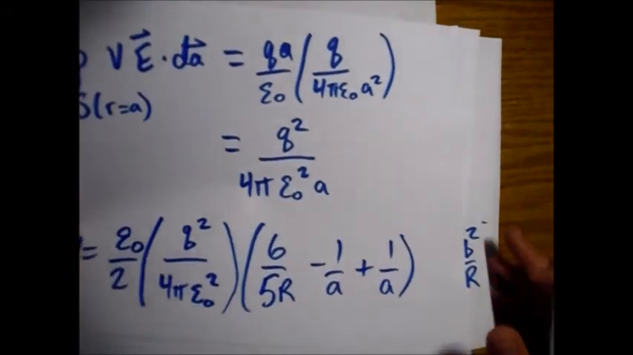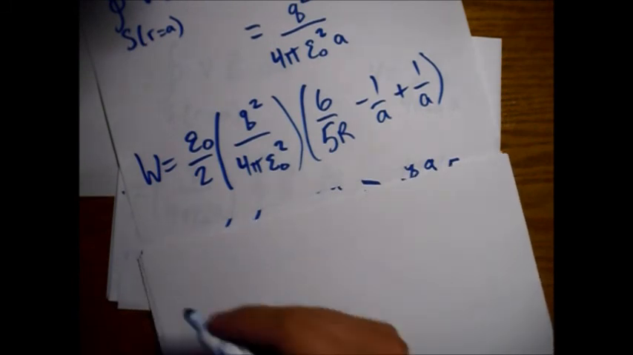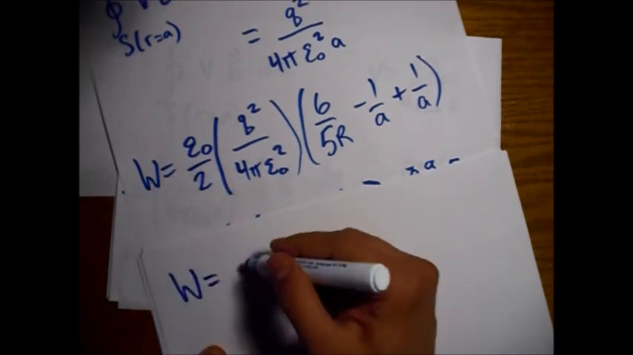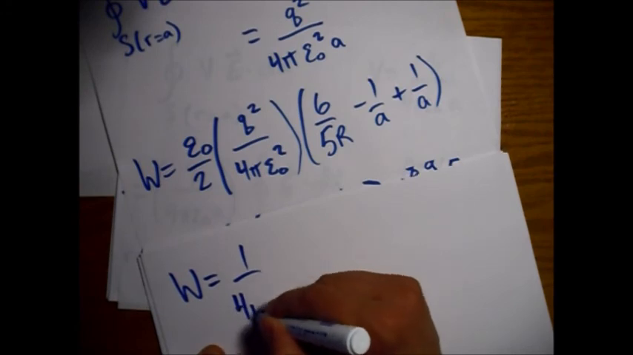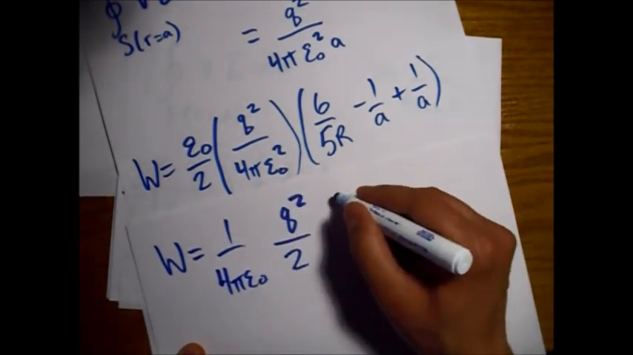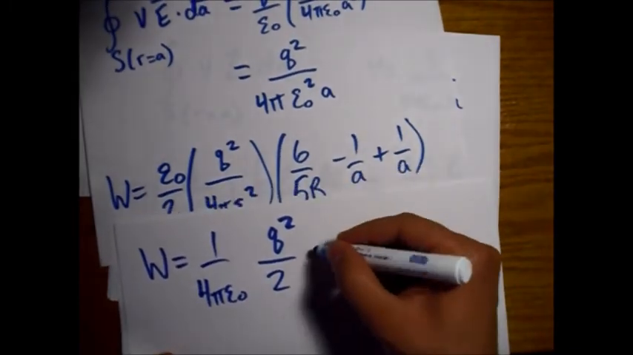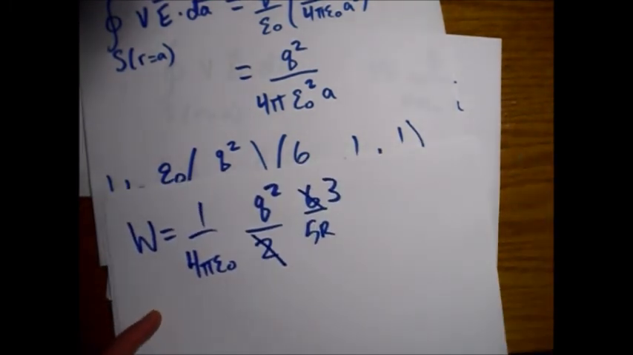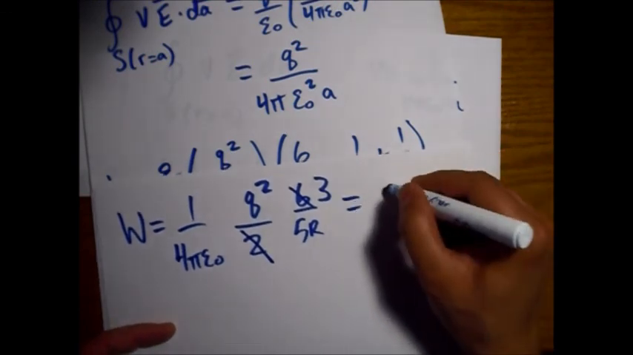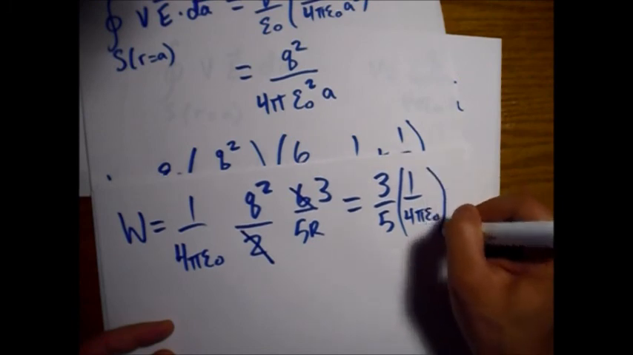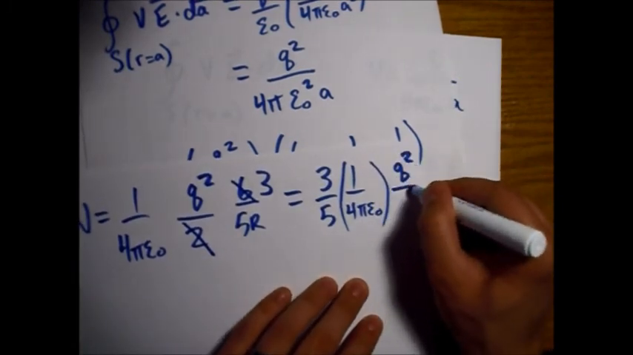All right, well, this is looking good because what we've got now, if we use one more sheet of paper, I'll go ahead and divide out one of these epsilon naughts. So we have, well, let's go 1 over 4 pi epsilon naught. Okay, we have a Q squared on the top, and 2 on the bottom. And now these 2A things cancel out. So we have a 6 over 5R, and basically divide by 3. And we have 3 over 5, our 1 over 4 pi epsilon naught. And then we have a Q squared over big R. Here's our final answer.